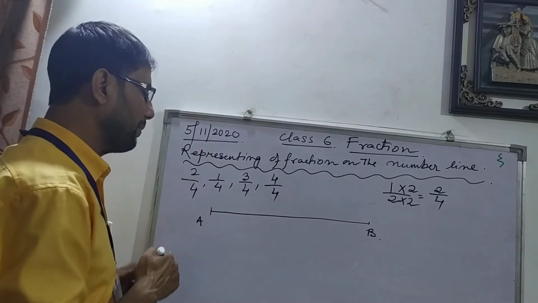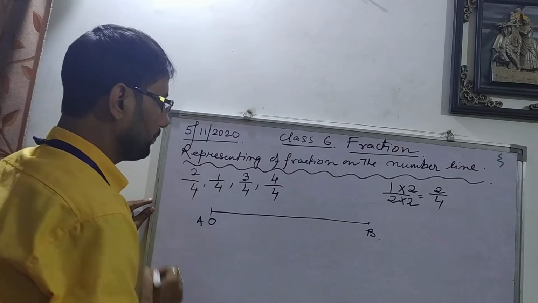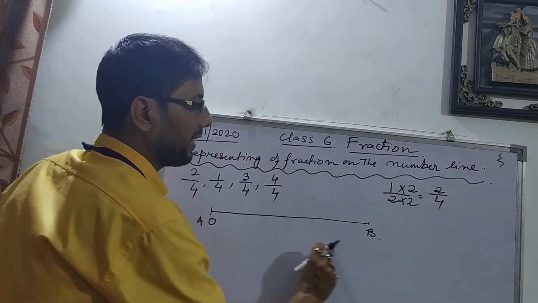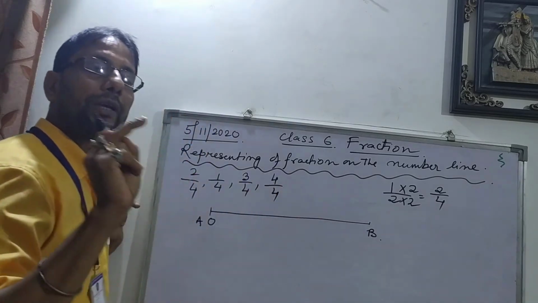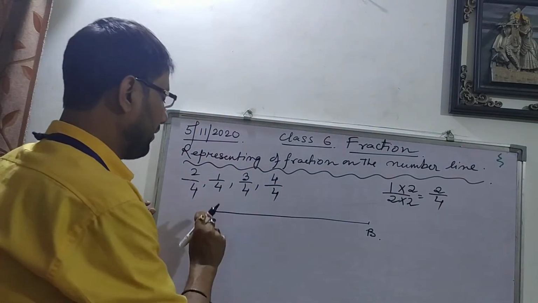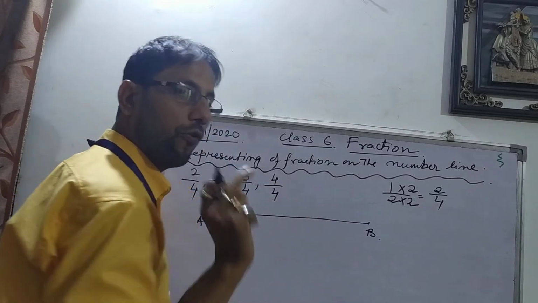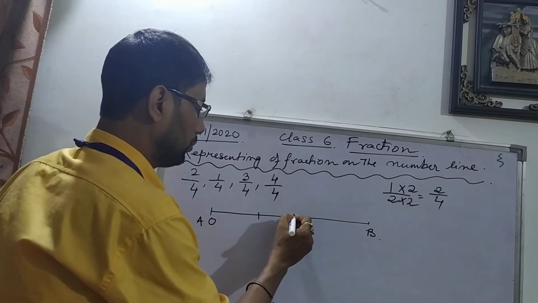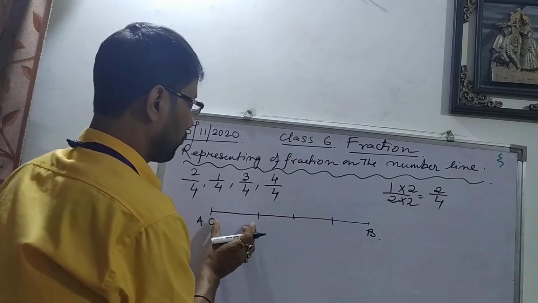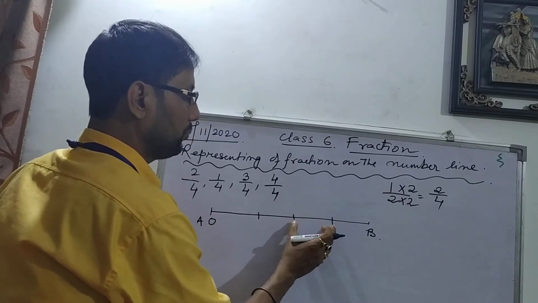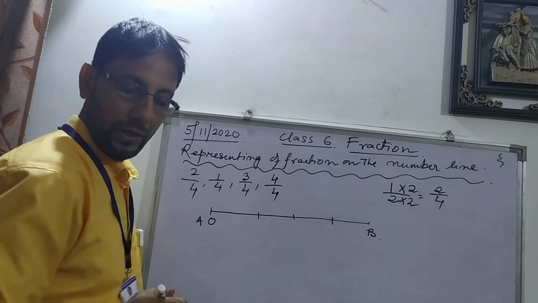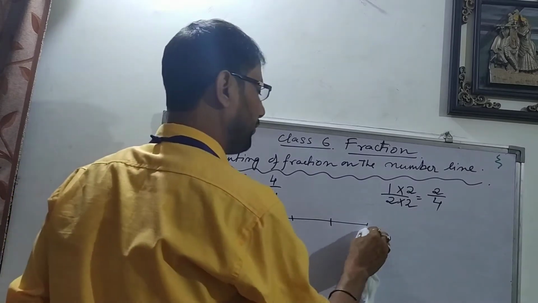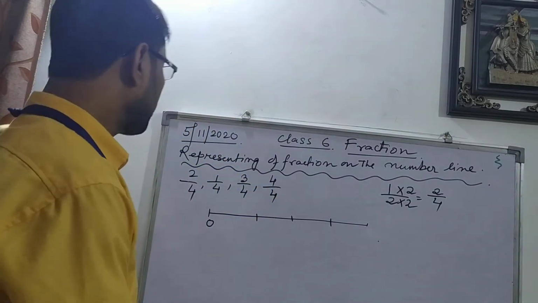So now students, let me mark this as 0. Since the denominator is 4, I will divide this line in 4 equal parts. 1, 2, 3, this is 1, 2, 3, 4 parts. Now let me rub out this A and B, whatever I have given. No need, otherwise you'll get confused.